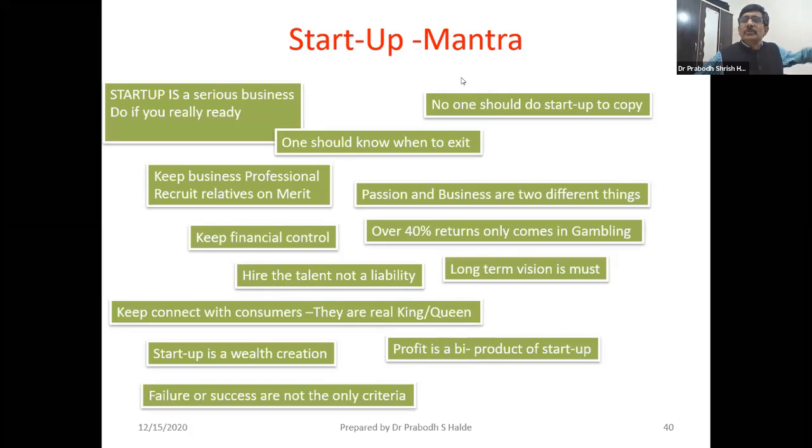Keep connected with the consumer. You should know what consumer needs are. Keep going and meeting the consumer. Your product may be a success today, but what about tomorrow? You should not become like Nokia. You should not become like the Ambassador car. Connect with the consumer. Failure or success are not permanent. This is a journey. You will succeed, you will fail, but everything is a learning.